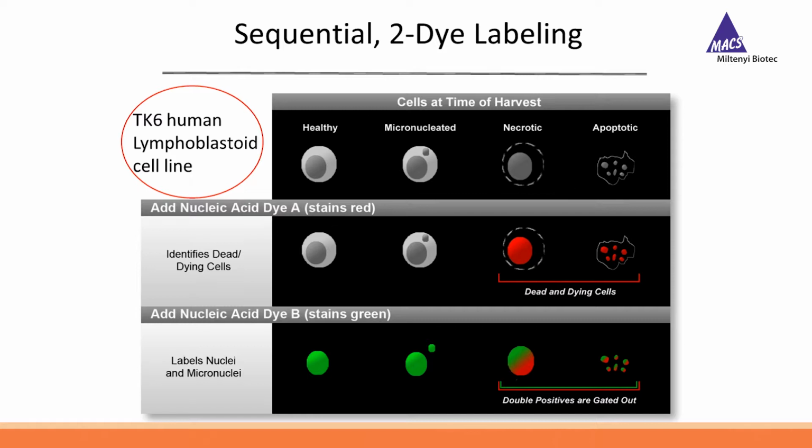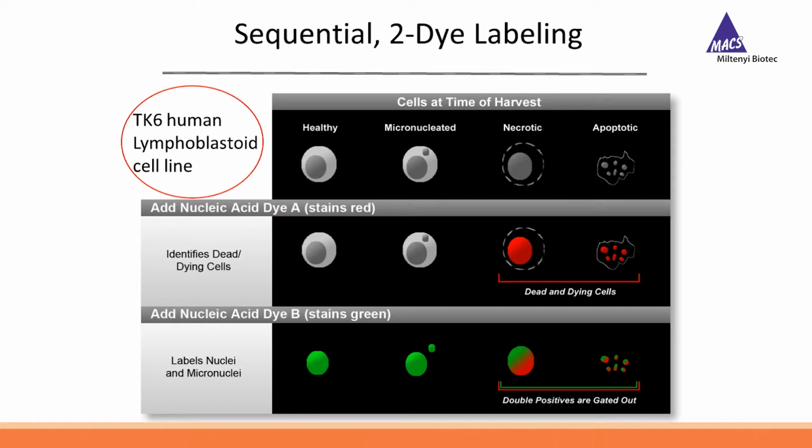So within that mix of cells, we have some healthy cells, we have some micronucleated cells if there was a genotoxic insult that they experienced, we have some necrotic cells, and in some cases we may have some apoptotic cells. So we have this whole mix of cells after we've done our exposure, and then we start processing them. The first step is exposure to a nucleic acid dye A. This is ethidium monoazide that we use here.